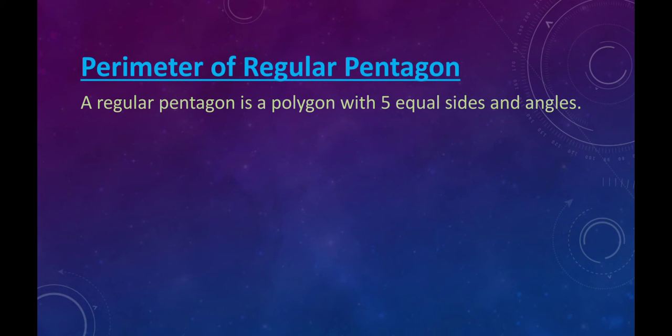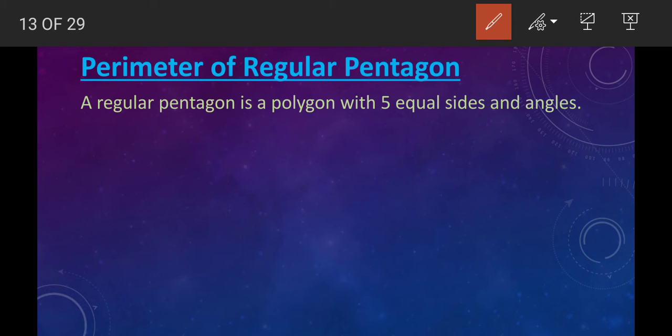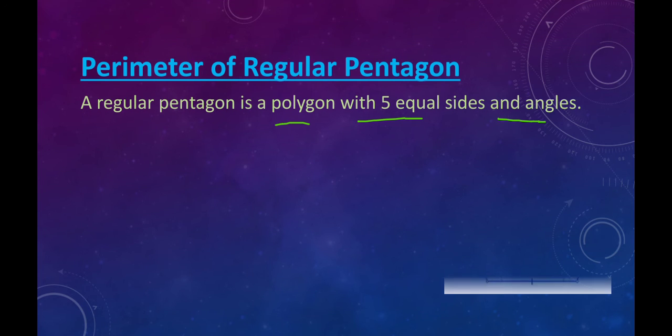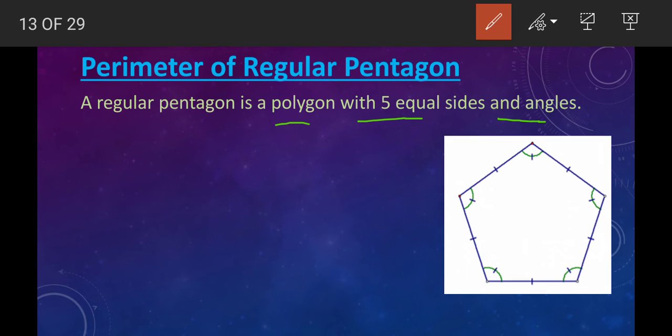Now come to the perimeter of a regular pentagon. Pentagon means 5. So a regular pentagon is a polygon with 5 equal sides and angles also. Look at here, here is the polygon. It is made up of 5 sides, 1, 2, 3, 4 and 5, and 5 angles also. Each angle is equal. We can find the angle also.